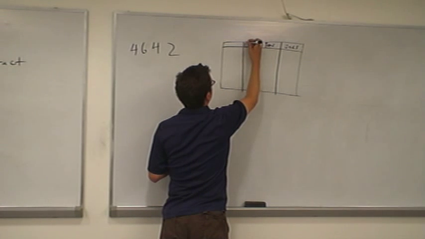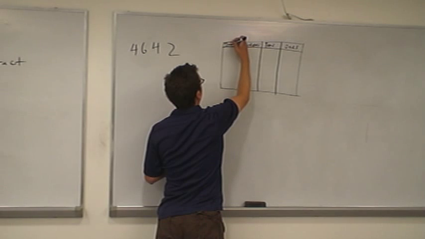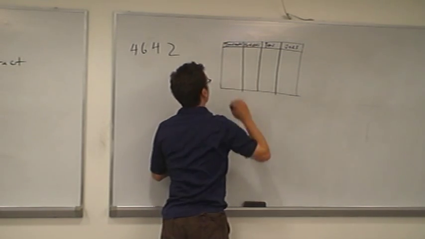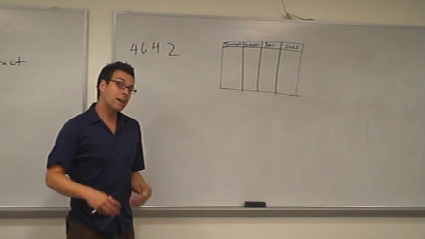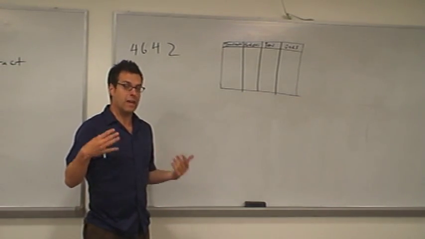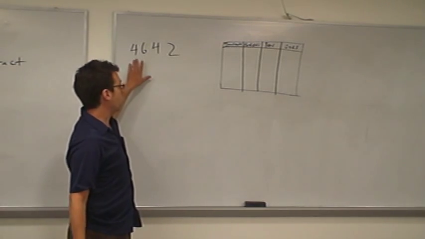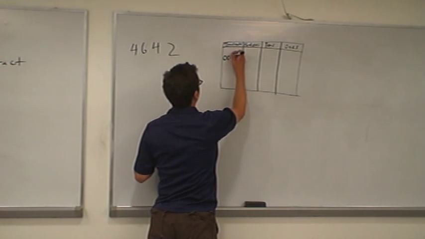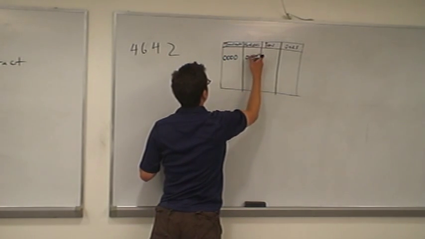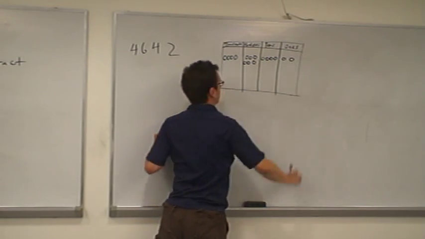We're going to label each of our columns with the necessary place values. In this case, we need 4. So we've got a thousands place, a hundreds place, a tens place, and a ones place. And again, it's a pictorial representation of expanded form. We've got 4 thousands, 6 hundreds, 4 tens, and 2 ones, and we're simply going to record the number of chips that we need in each place value.